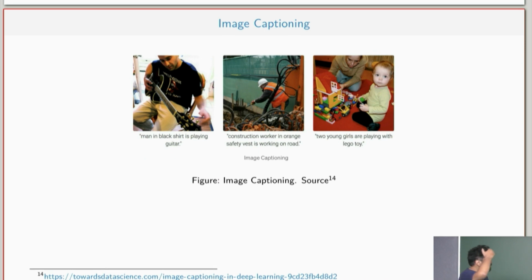Image captioning problem. Given an image, can you generate a caption for the image? In this case, there is an image, and you have to comment on it: a man in a black shirt is playing guitar. Here you have to understand what is going on in the image. A construction worker in an orange safety vest is working on the road. So this is called the captioning problem. Given an image, generate a caption. But what we will also see is the other way around. From a caption, we will generate an image. So that will be the text to image generation problem.